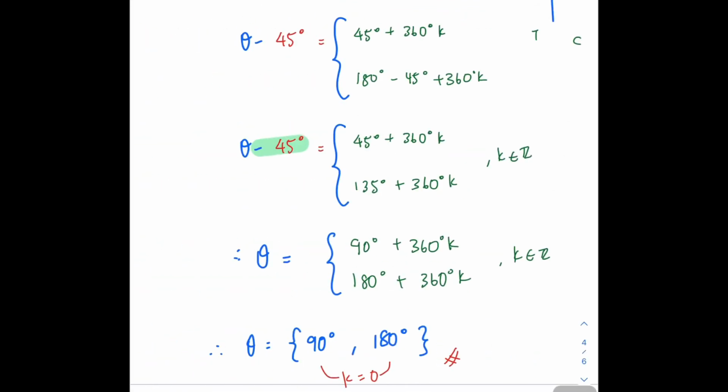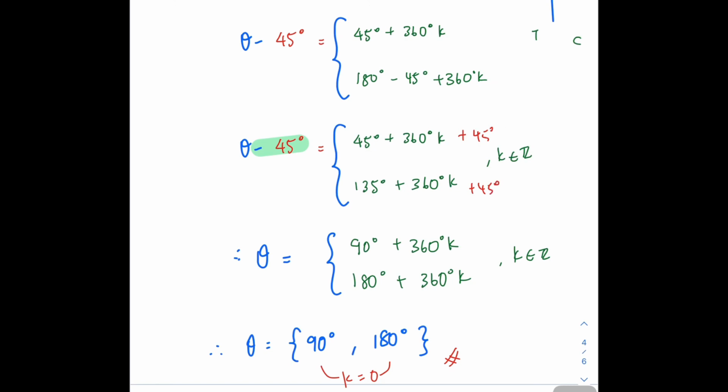So now let's move on. Let's solve for this one here. So theta minus 45 degree is 45 degree plus 360 degree K. Another one is 135 degree plus 360 degree K. Don't forget K is an integer. So now final step. Let's solve this one for theta. So you have minus 45 degree. What you can do is just bring it to the other side to solve it. So let's add 45 degree on both sides here.